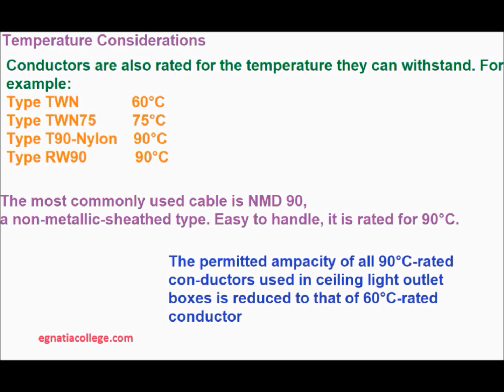The most commonly used cable is NMD90, a non-metallic sheath type. Easy to handle, it is rated for 90 degrees Celsius. The permitted ampacity of all 90 degrees Celsius rated conductors used in sealing light outlet boxes is reduced to that of 60 degrees Celsius rated conductor.